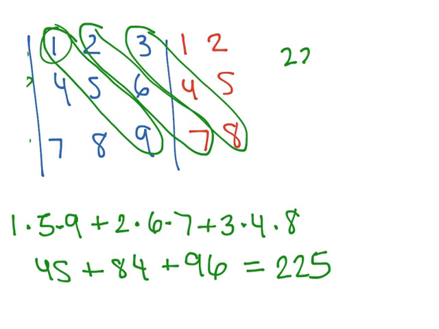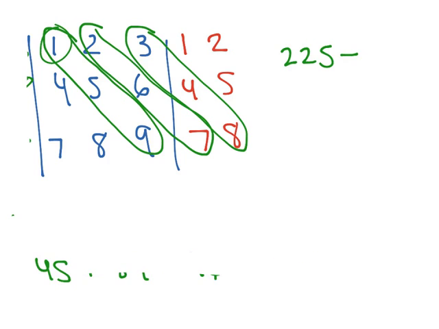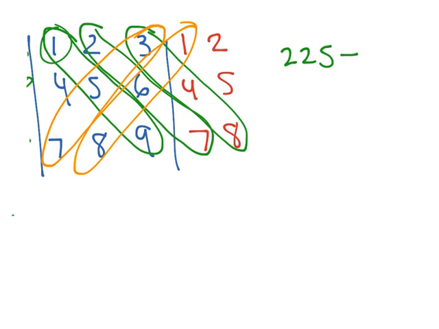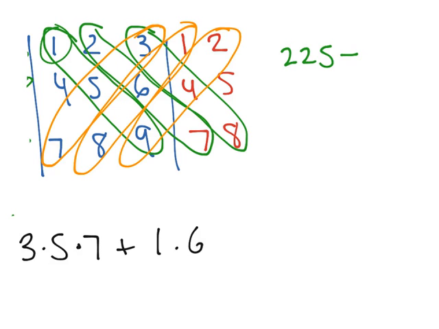And so it's 225 minus, and now we will subtract the diagonals that go in the opposite direction. So we will subtract the product of these 3 elements and the product of these 3 and the product of these 3 elements as well. So 3 times 5 times 7 plus 1 times 6 times 8 plus 2 times 4 times 9.